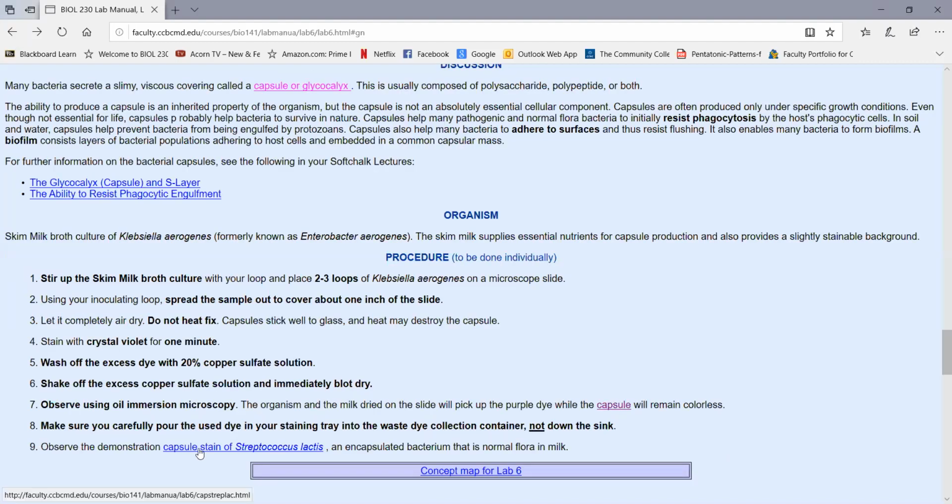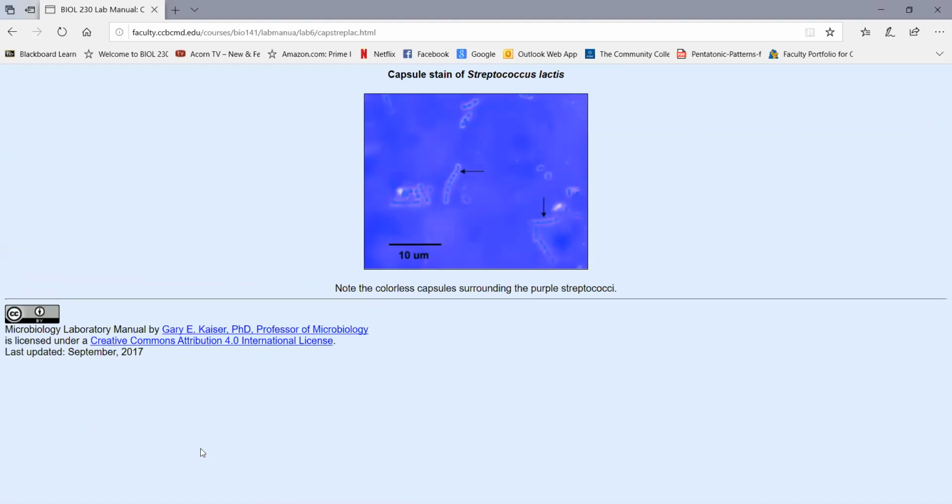And here's a photograph of another capsule stain, this time of Streptococcus lactis, one of the normal microbiota in milk, where you see the chain of streptococci with the clear capsule around them. So again, on any slide where you see a capsule, and I ask you what structure do we observe on this slide, you'd respond with capsules. So recognize capsules under the microscope.